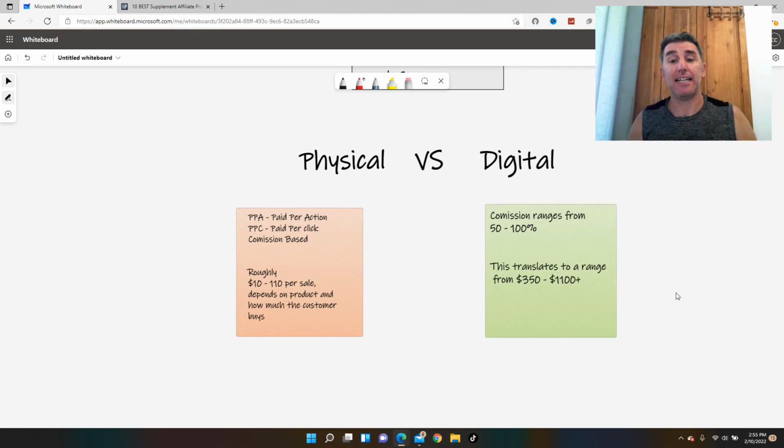Well, on the digital side, it is 50 to 100%. Most of them are 50 to 75%. I only have one product that's 100% commission. It's a good product, but that product actually is not a high ticket item. It's a low ticket item, but it compounds. So in the long run, it's very good. But this translates to $350 a sale to over $1,100. This is why you can get to $5,000 inside of 4 months, sometimes 6 months, if you do the work. Because at $1,100 a sale, $1,000 a sale, it makes it worth it.